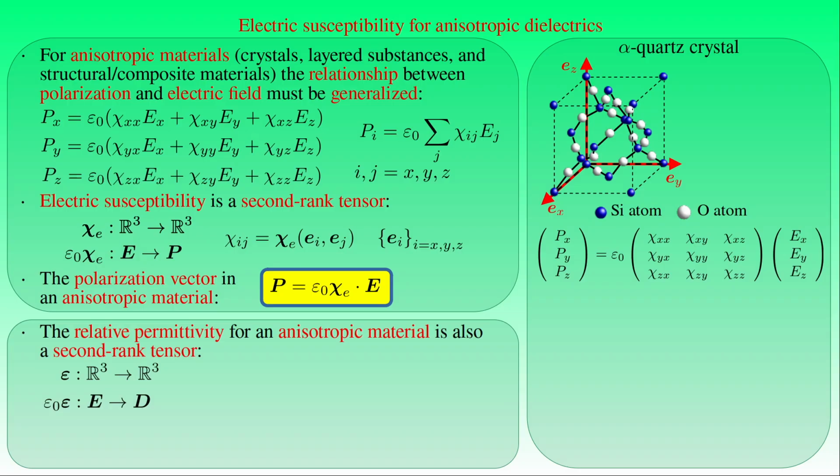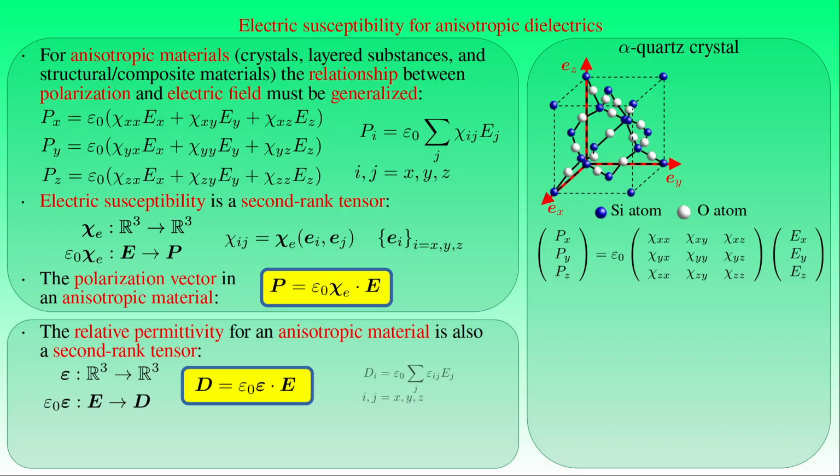Based on this interpretation, we can also generalize the relative permittivity of an anisotropic dielectric, and consider it as a second-rank tensor denoted by epsilon. That is, epsilon is a linear map between three-dimensional vectors, and the vacuum permittivity epsilon naught times the relative permittivity tensor epsilon transforms the electric field strength E into the electric displacement D. Thus the electric displacement field D is equal to the vacuum permittivity epsilon naught times the contraction of the relative permittivity tensor epsilon of the anisotropic dielectric and the electric field strength E applied to the dielectric.